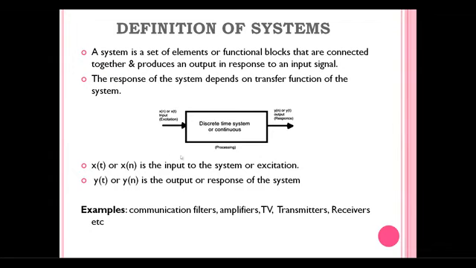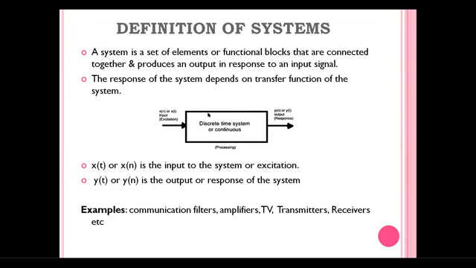There is another term for the input. The input of the system is otherwise called the excitation. The outputs y of t and y of n are also called the response of the system. In signals and systems, or in communication engineering, the output of the system is said to be the response, and the input applied to the system is called the excitation. So this is the system.